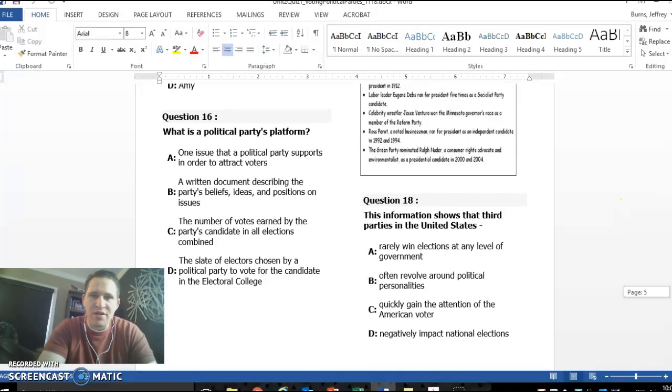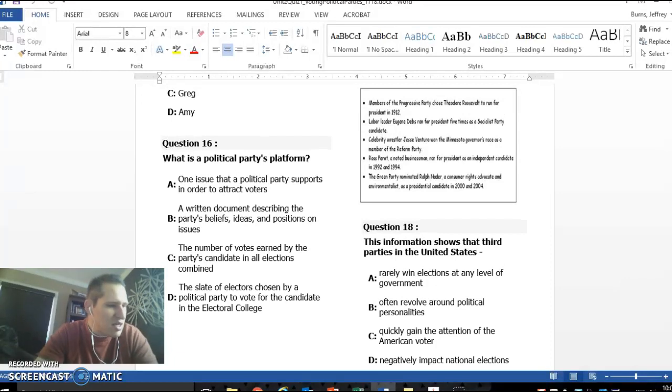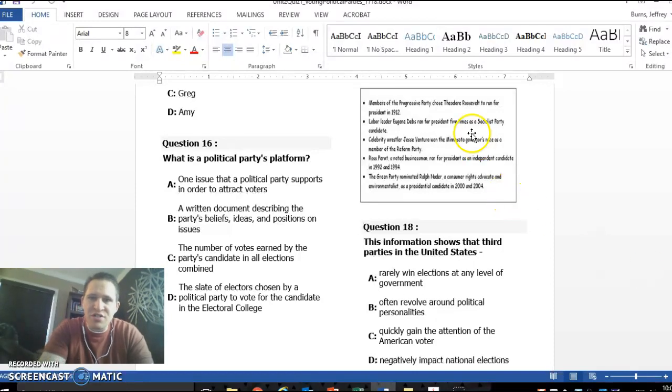Now let's go to the right, number 18. Again, 16 and 18 were all classes that struggled. And on this one, the highest was 77% in one class, but as low as 45% in a different class. So look at the graphic at the top. You'll see Theodore Roosevelt, Eugene Debs, Jesse Ventura, Ross Perot, and Ralph Nader. You might not know who these people are, and that's okay. But what does this information show?